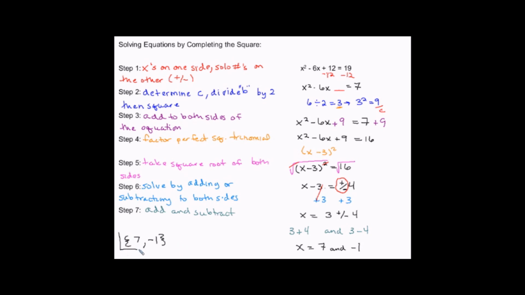So my solutions are 7 and negative 1. Now I can check myself if I want to by going in and plugging those answers both into this original equation to see if that would work. So I'm going to do that really quickly.